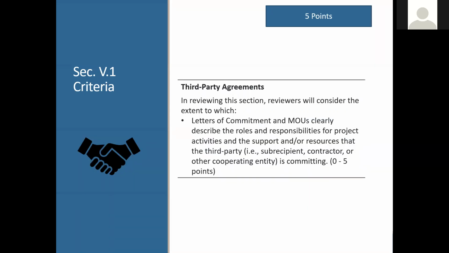For the third-party agreements section, reviewers will consider the extent to which letters of commitment and MOUs clearly describe the roles and responsibilities for project activities and the support and resources that the third party will commit. Applicants can be awarded up to 5 points for this section.